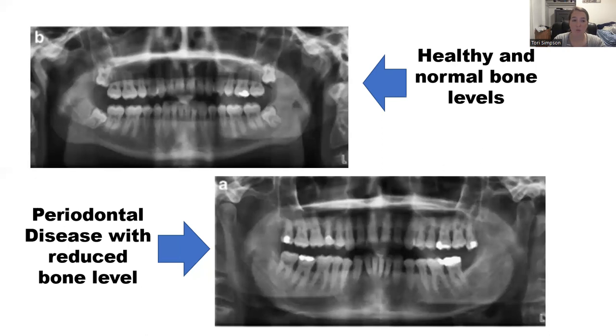These radiographs are perfect examples of why once you reach the stage of periodontal disease, it's irreversible. Once that bone level is gone, there is no getting it back. It's just about maintaining at that point.